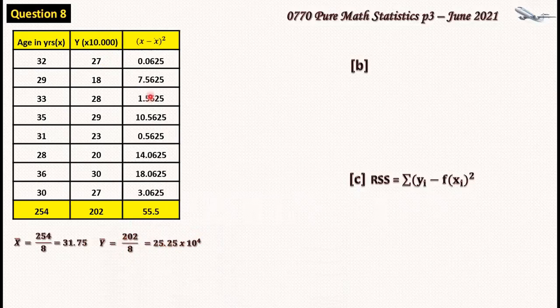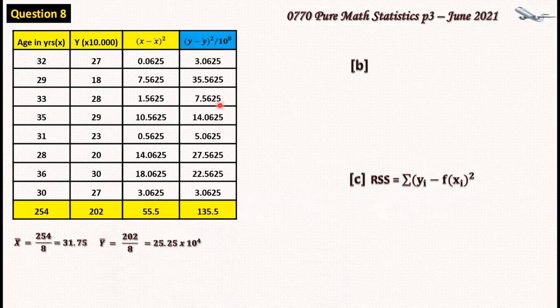Then we had another column for x minus x bar squared because we need that in the formula. So x minus x bar, we take each score here, each of these x, 32 minus 31.75, and we square it. Since the frequency is 1, it's just that square, and so on for all of them. So when we sum at the end, we have 55.5.